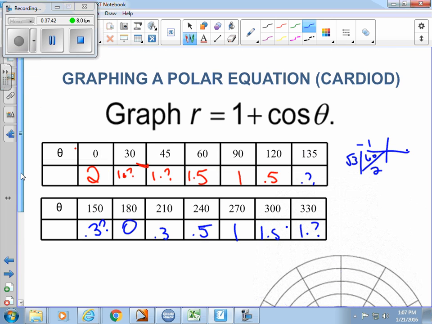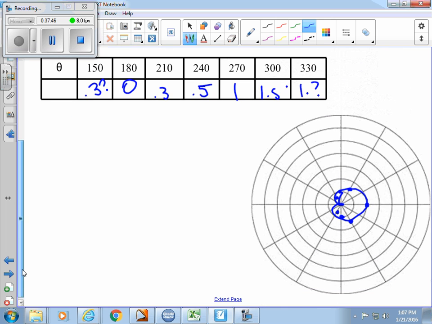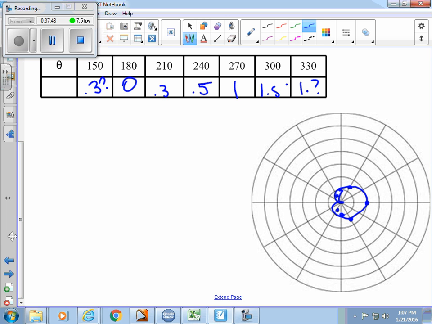Notice the name of this graph. It's a cardioid. We graphed it. It was tedious, yucky. Was it hard? It took us forever. It will always take you forever.